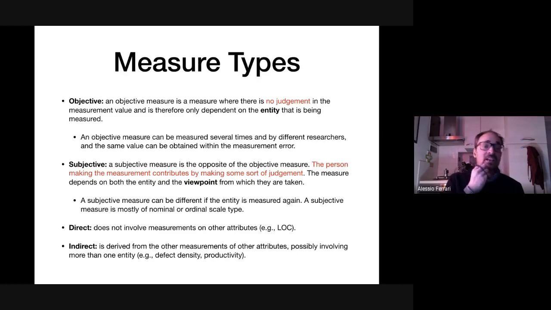Then there is a further distinction between direct and indirect measures. Direct measures are the ones that do not involve measurements of other attributes, for example, lines of code. And indirect measures are the more complex ones, which are derived from a combination of other measures or the involvement of other entities.